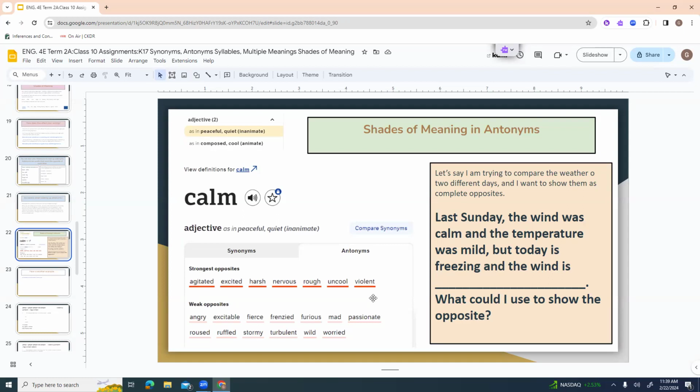But see how I mean, like, not all those antonyms would actually work if I was trying to compare a calm day versus a stormy day. So here's my example, like last Sunday, the wind was calm and the temperature was mild, but today is freezing and the wind is, I would say turbulent might be a good one, or maybe, like I said, stormy. I could say violent. Violent might work if the wind is so strong, it's like knocking tree branches over. But you see what I mean, where you have to be a little bit careful.